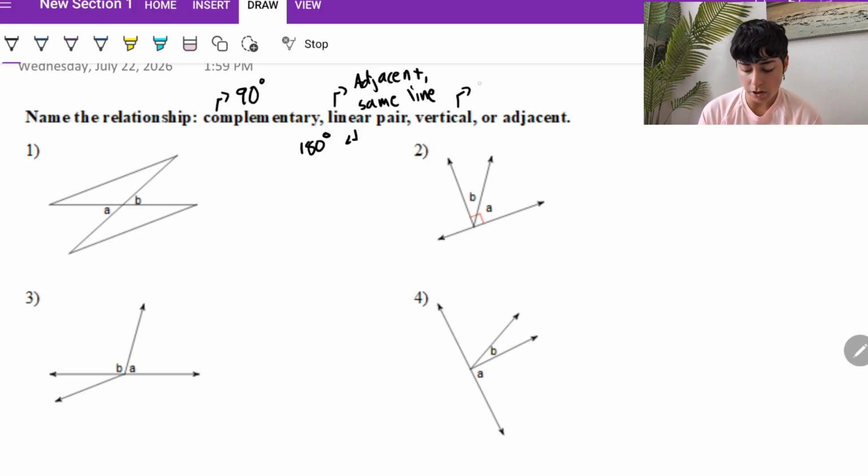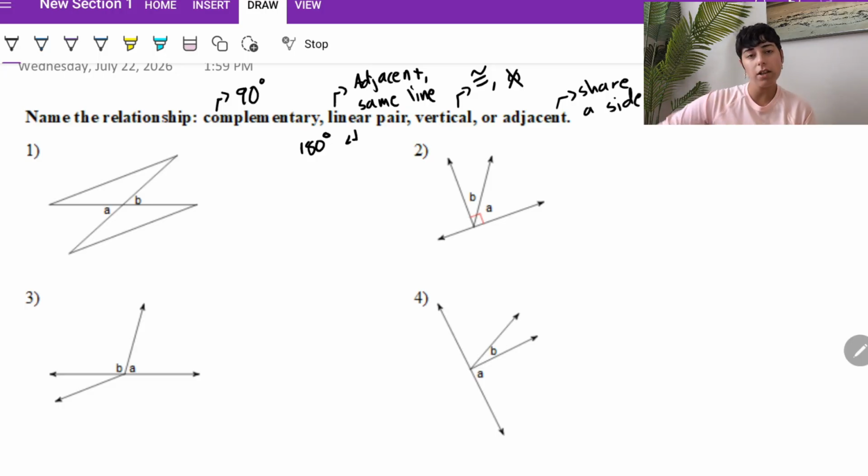Vertical, these angles are going to be congruent, and they sort of make an X shape. They're always across from each other on the X. And adjacent, which we kind of used the word before, but if we weren't familiar, just means that they are sharing a side. They are literally touching each other. They share a side.